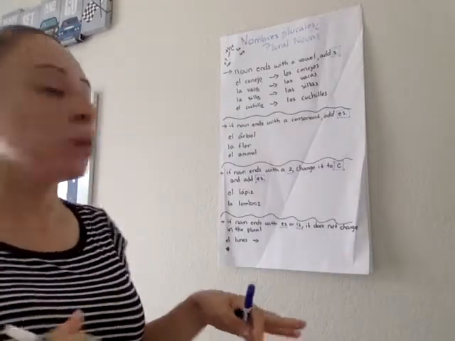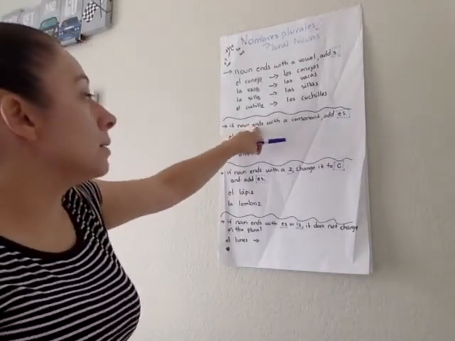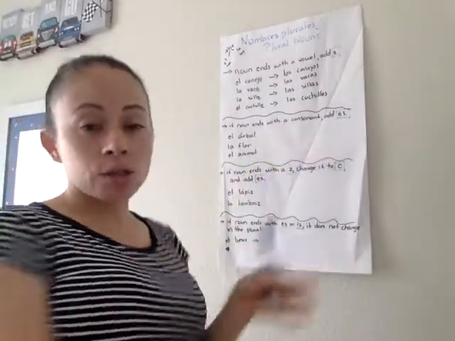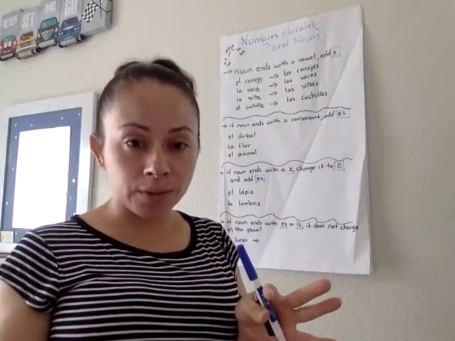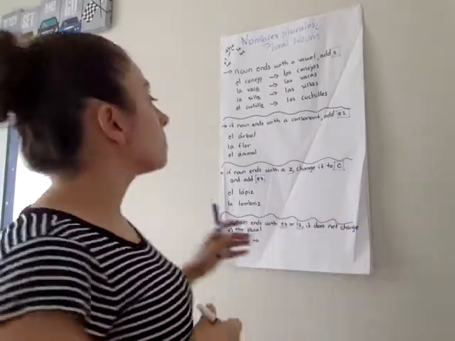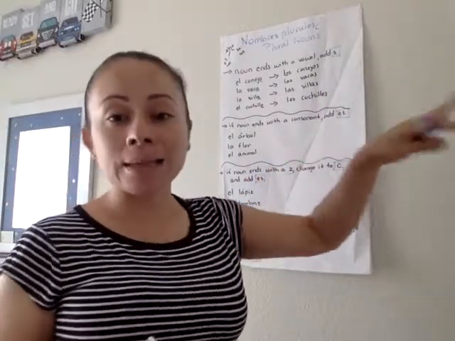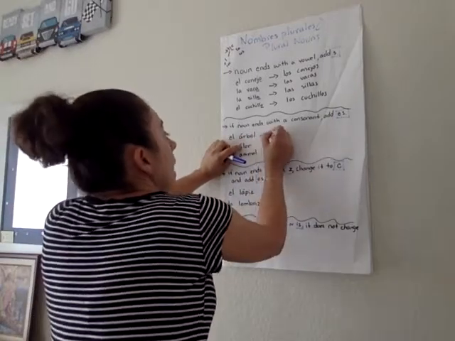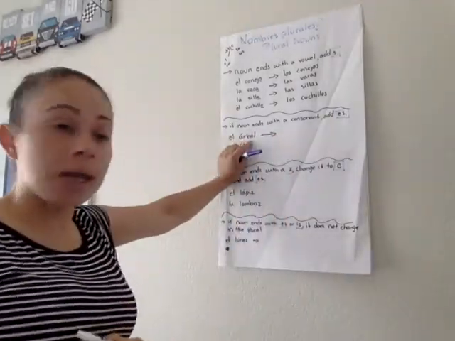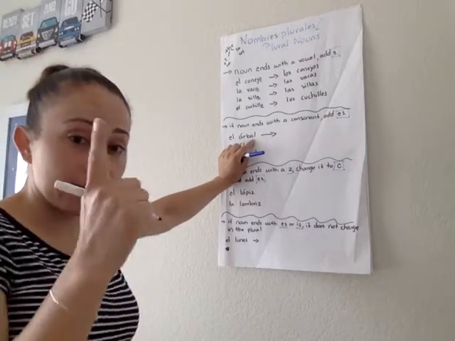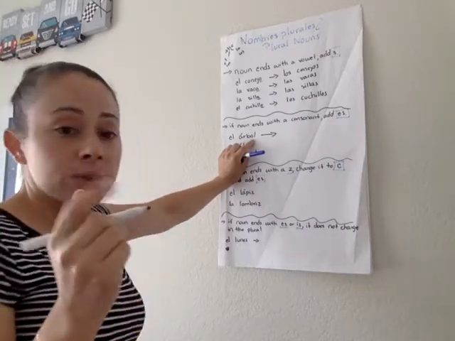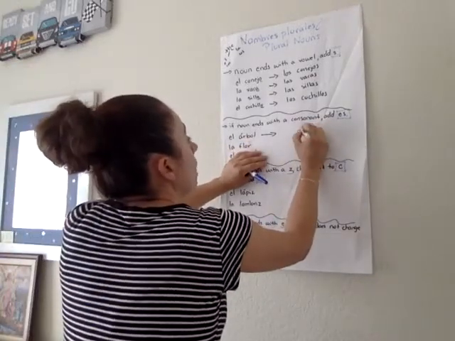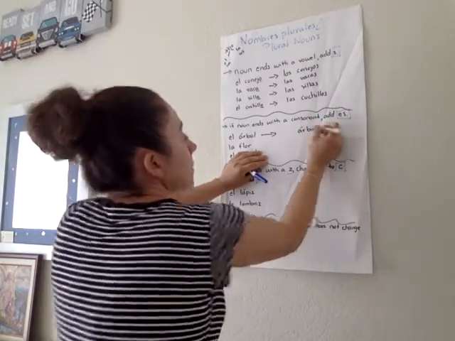Okay. Second rule. If a noun ends with a consonant letter, so any other letter that's part of the alphabet with the exception of the vowels, you add an ES at the end of the word, okay? At the end of the noun. So for example, árbol, which means tree. Árbol ends with the consonant letter L. So all I have to do is add ES at the end. So árbol, I add my ES, it becomes árboles.